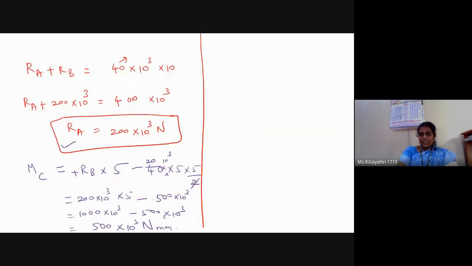meter, yes, Newton meter. In terms of millimeter, 500 into 10 power 3. 1 meter means 10 power 3 mm, so 500 into 10 power 6 Newton mm. That is MC.